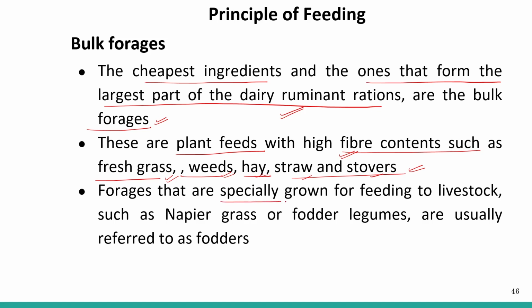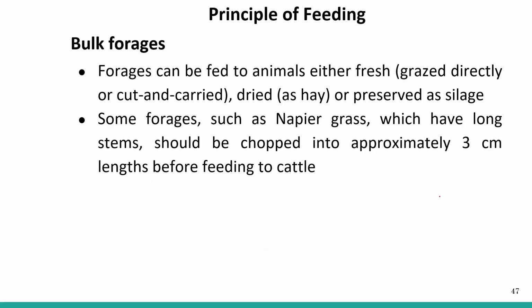Forages that are specially grown for feeding livestock, such as Napier grass and fodder legumes, are usually referred to as fodder. So these are some of the plants that are used as bulk forage: Napier grass, fodder legumes, meaning some leguminous plants, and some other grasses as well.